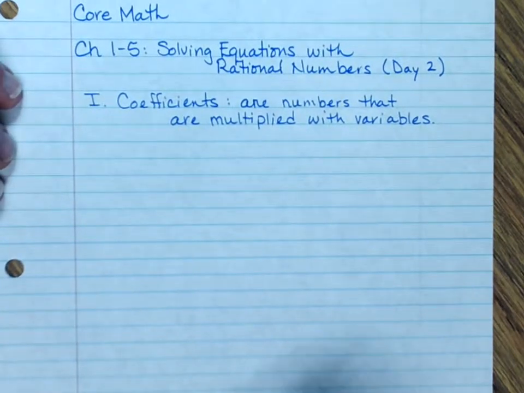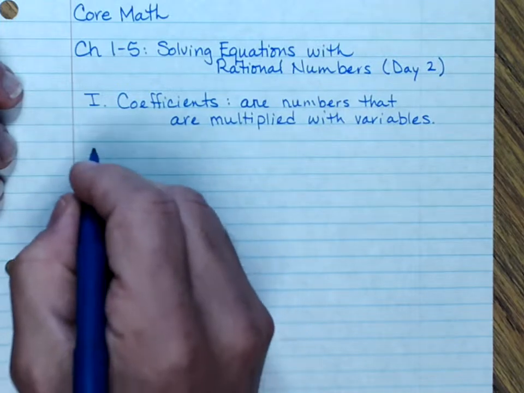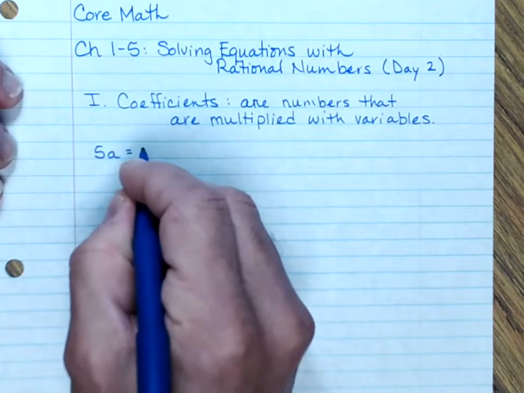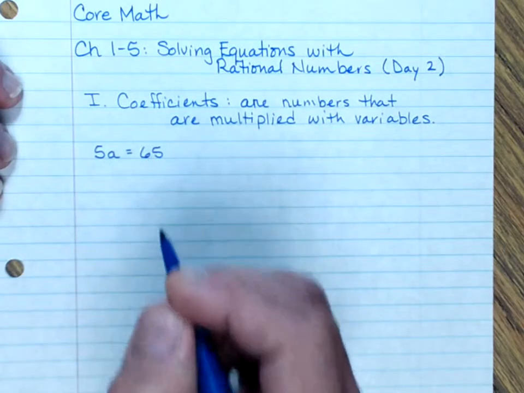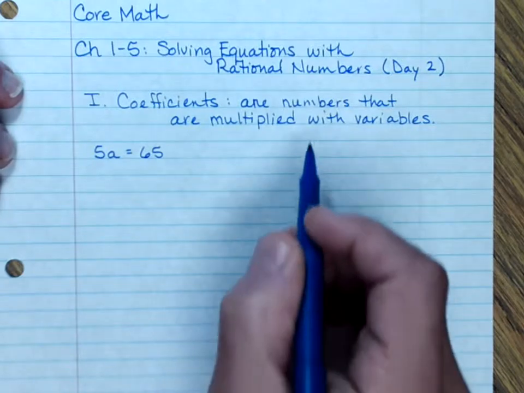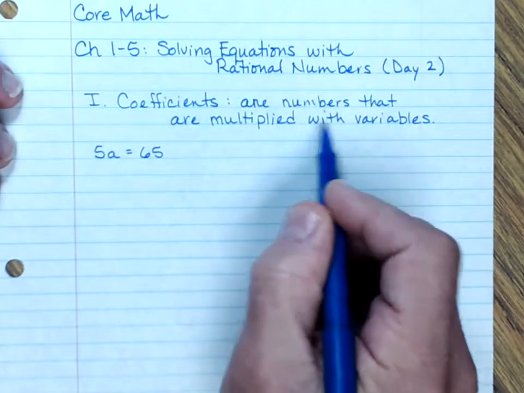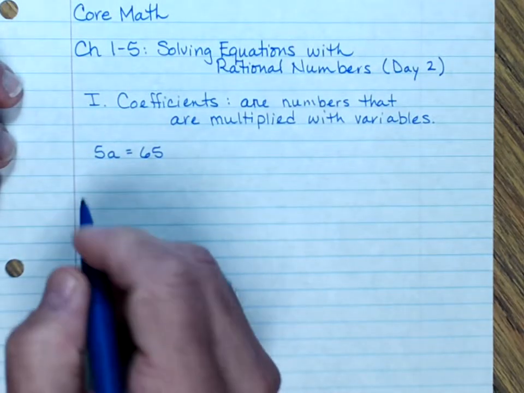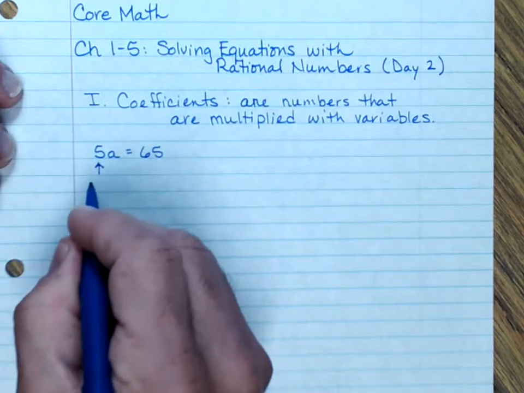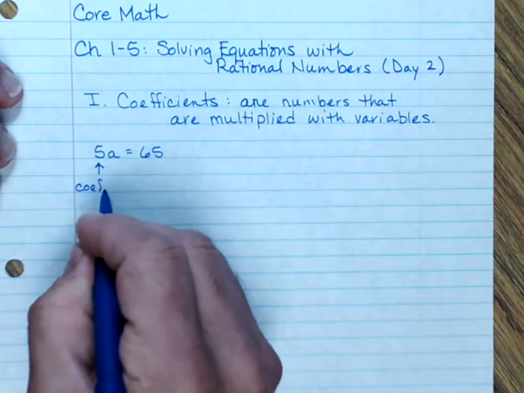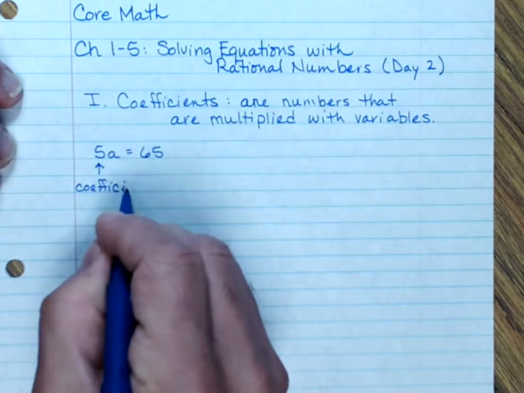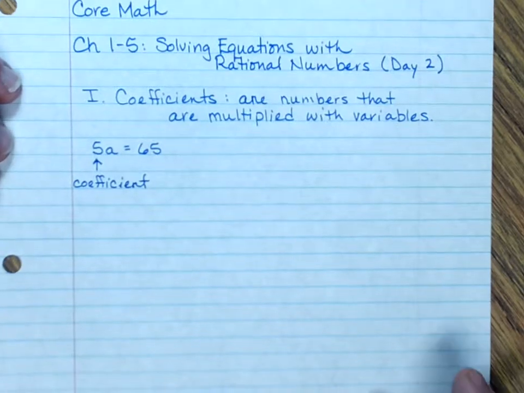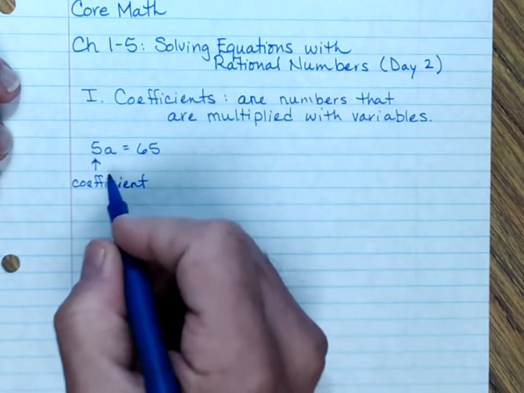Here are a few examples. We'll start off with something obviously basic, like, let's go with 5a equals 65. Now it's a number that is multiplied with a variable. So 5a equals 65. This is 5 times a. So 5 is our coefficient. This is a relatively easy example.